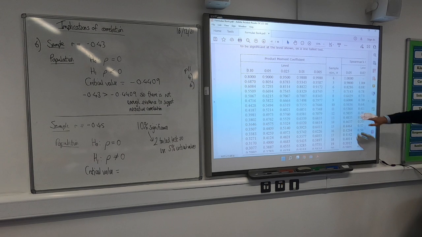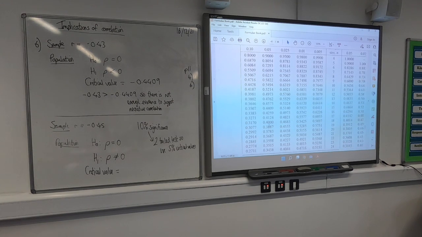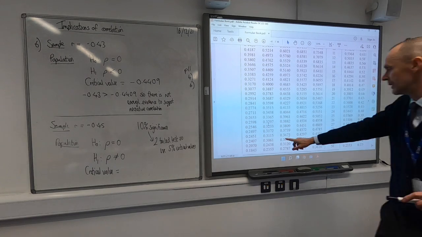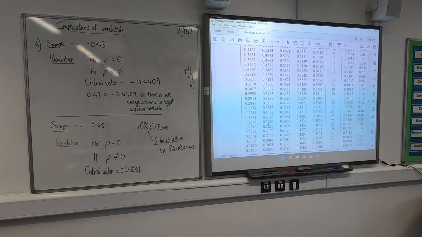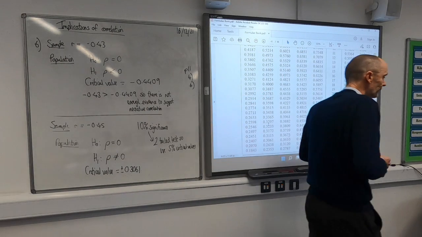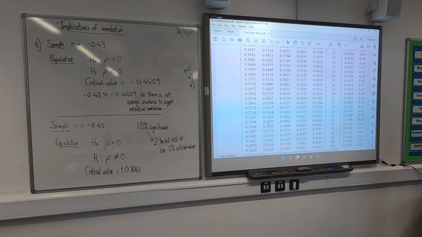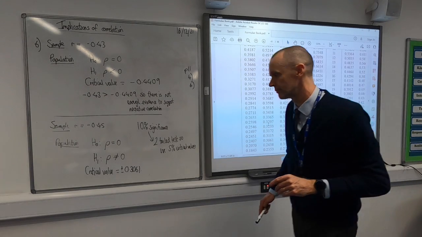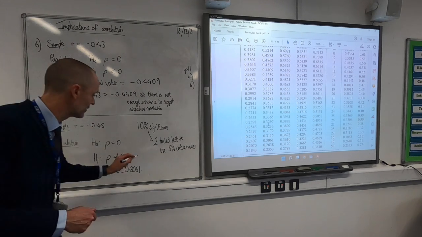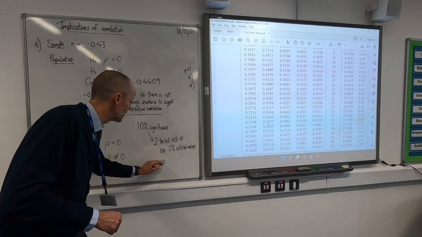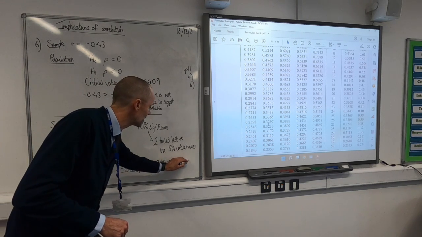So I look at my 30 critical value, making sure that I'm using the 5% column as the second column. But I'm looking at both ends, so it's plus or minus there. So I can reject the null hypothesis if my value of R is bigger than plus 0.3061 or smaller than minus 0.3061. And as it happens, that's what we've got. Sorry, I'm running out of space here, minus 0.45 is less than minus 0.3061.